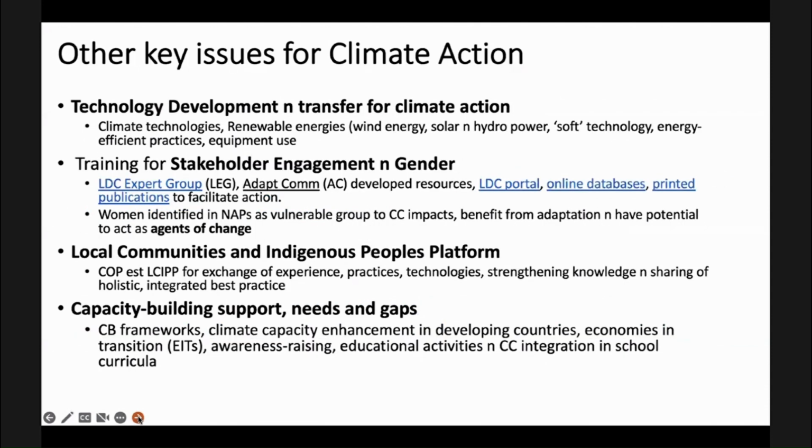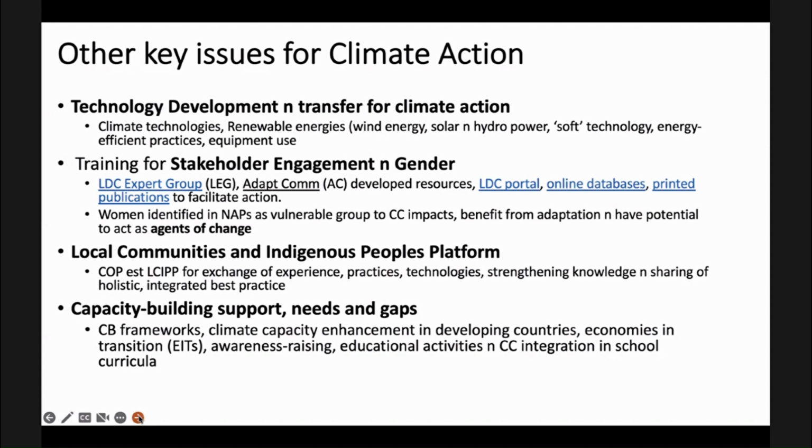Some of the other issues identified are technology development and transfer, both climate technologies, renewable wind energy, solar and hydropower technologies, soft technologies, energy efficiency, use of equipment, training for stakeholder engagement, and gender. So the LDC expert group, the adaptation committee, the LDC portal can all help us identify actions. It's important to note the thought about women, and not just the thought, but the clear articulation that while women are vulnerable groups to climate change impacts, they can benefit from adaptation and they have greater potential to act as agents of change. Implicitly, it's a comment on the current gender relations.